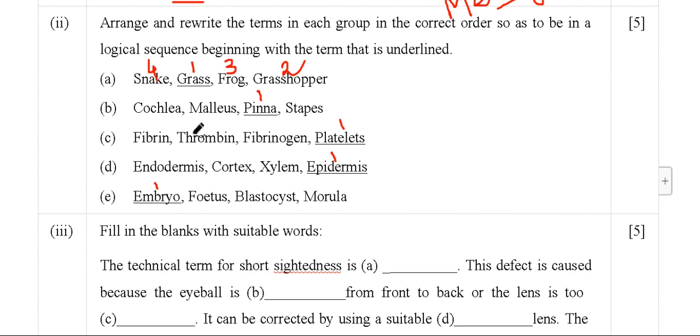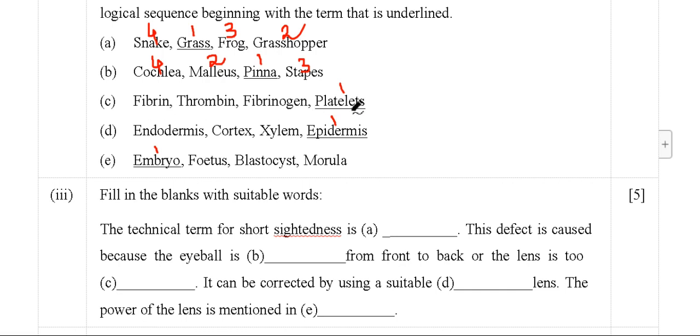Next, cochlea, malleus, pinna, stapes. This is about the sense organ ear. Okay, so the sound wave or the structure, if we really observe, first it is pinna, which is present in the external ear. Then we need to see the middle ear part, and then the inner part is also given here. So pinna, then next will be malleus, then number three will be stapes, and number four will be the last sensory part of the ear, cochlea, where inside the organ of Corti is present.